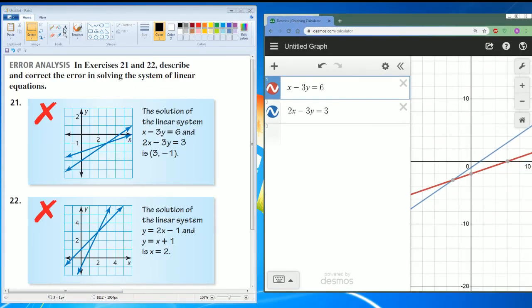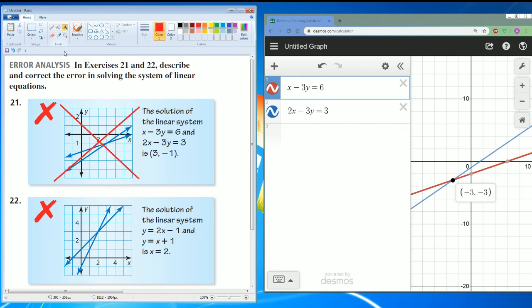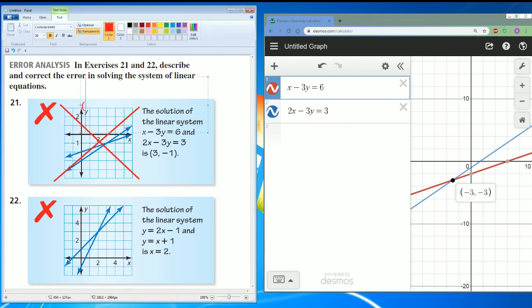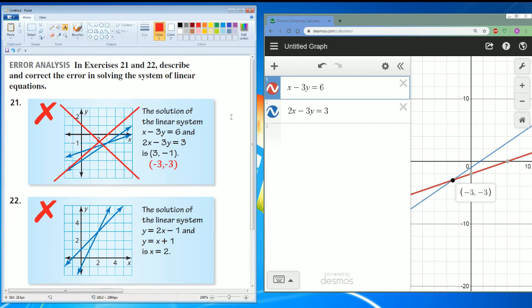It is. So the answer here is completely wrong. If you graph it, the intersection is at negative 3, comma, negative 3. So the graph here is completely wrong. Okay, and the solution here should have been negative 3, comma, negative 3. Okay? That is what was wrong here. They graphed it wrong, so they found the wrong intersection, hence the wrong solution to the system.